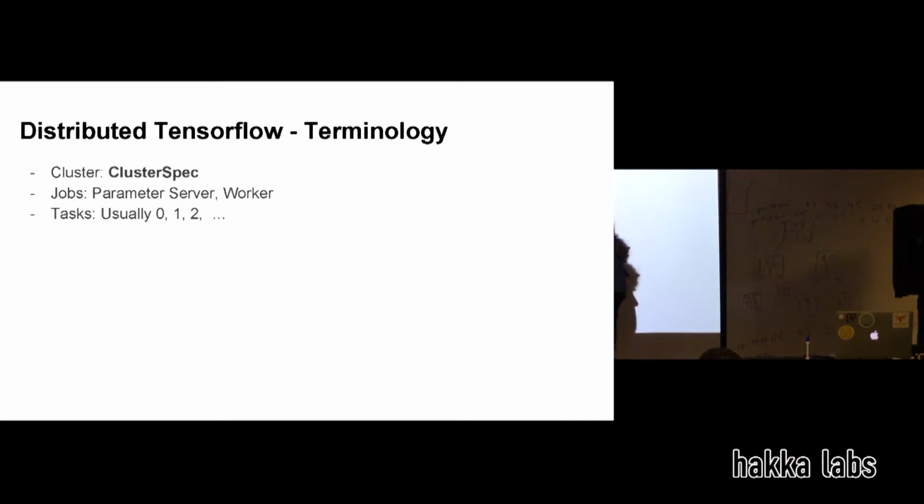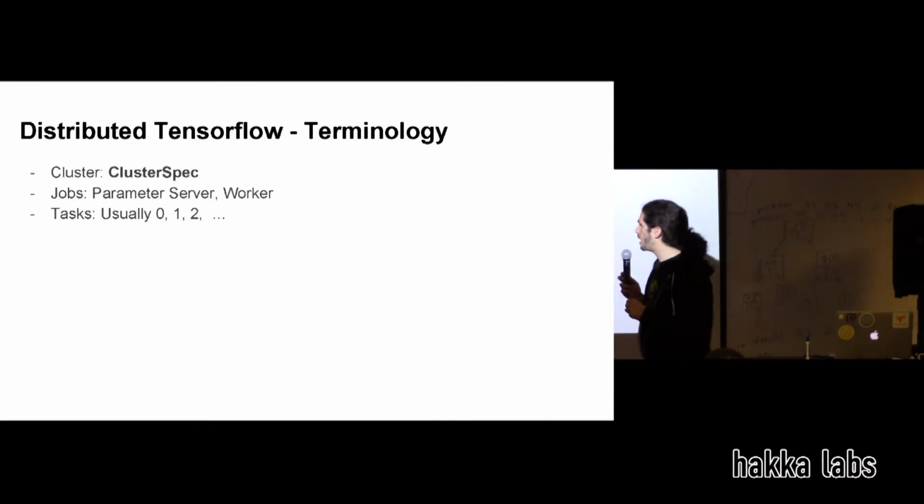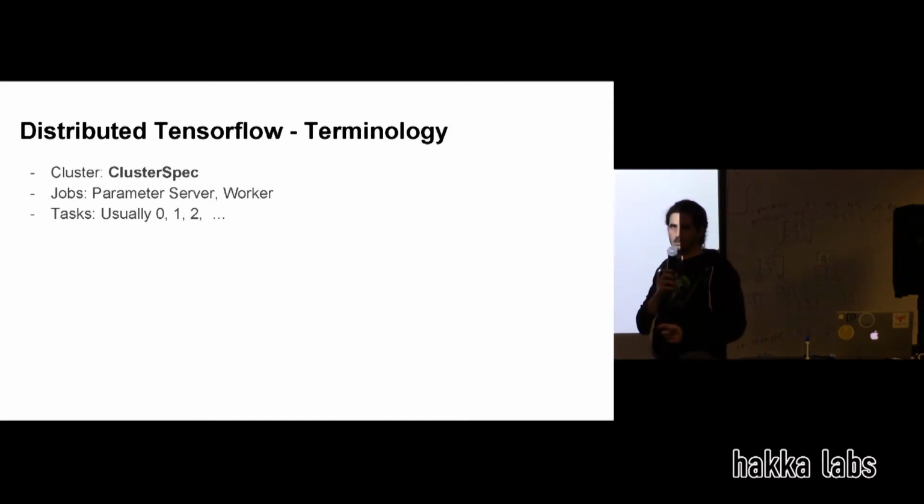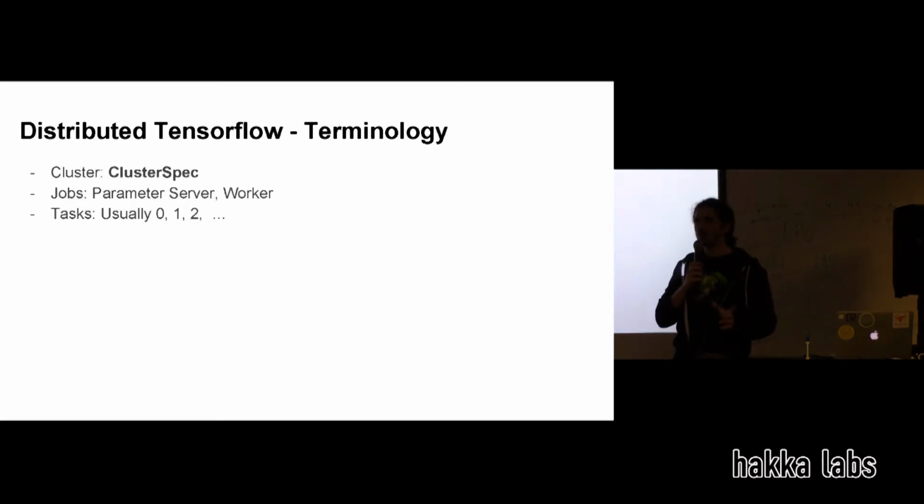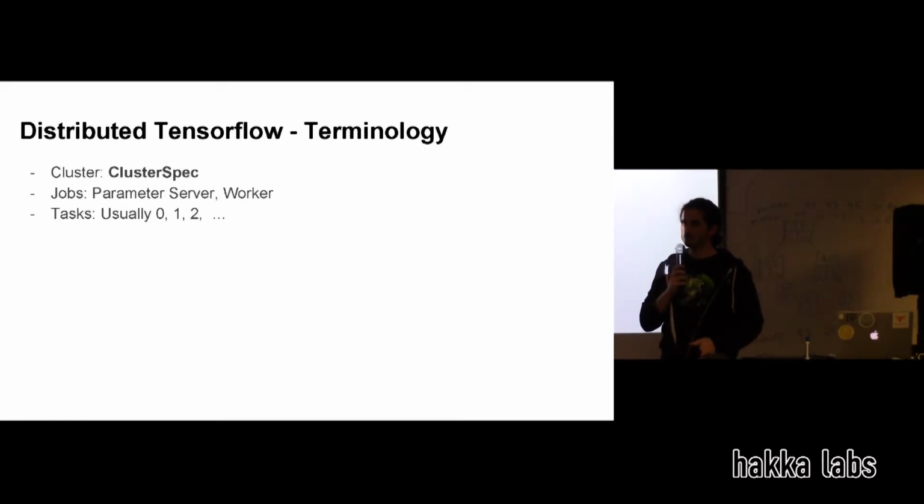We usually specify the cluster in a cluster specification. The jobs usually are two: one for the parameter server, and one for the worker. For each of the jobs, you have different tasks. It's just a list: 0, 1, 2, 3. They don't have a particular name. But the jobs' names are important because, as you can imagine, the worker will actually execute the computational nodes of the graph.